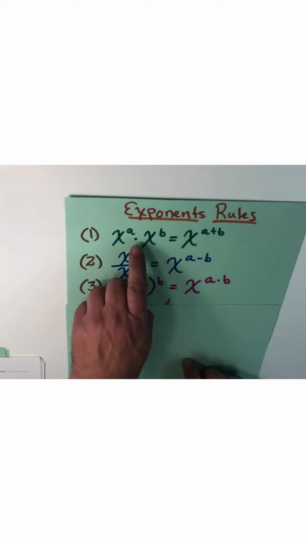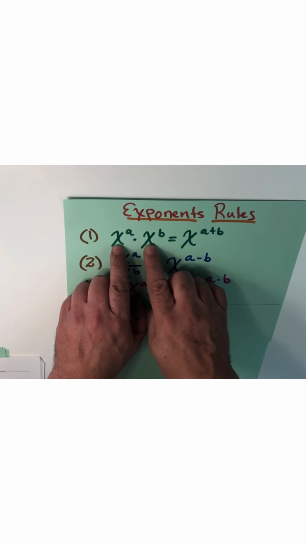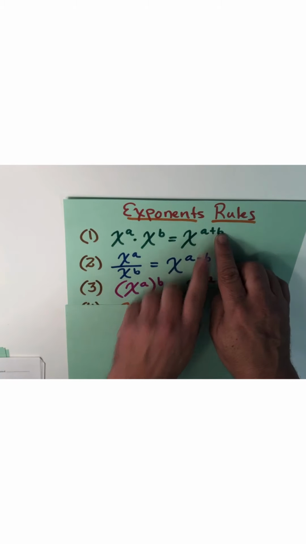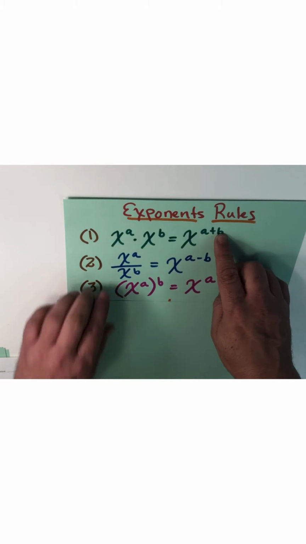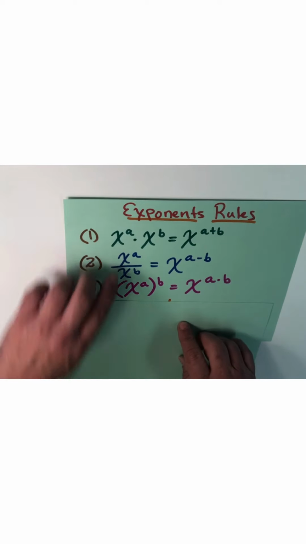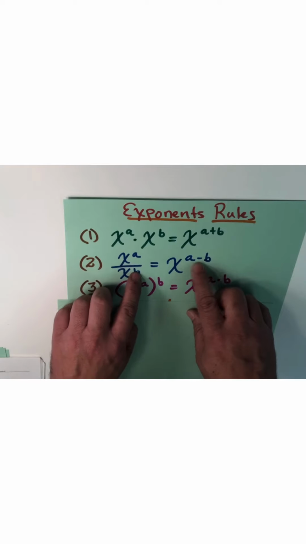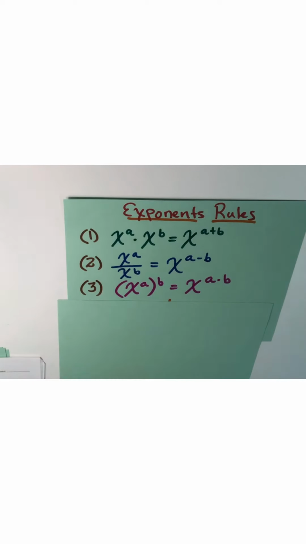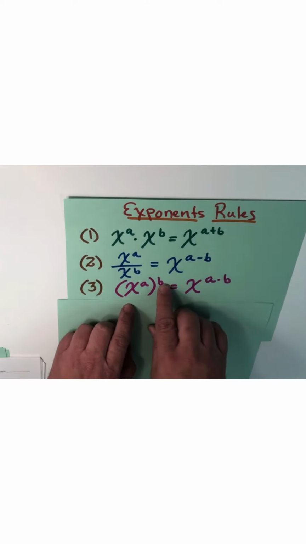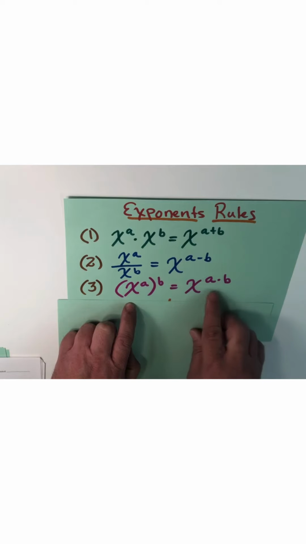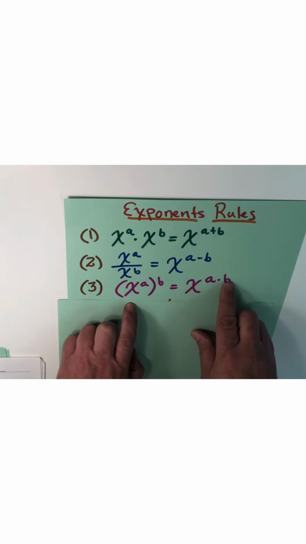Number one is that whenever you multiply common bases, x and x, what do you do with the exponents? You add them. So a plus b. Now I have common bases, but I'm dividing. What do you do when you divide? You subtract. So the exponents a and b get subtracted. And finally, what do you do when you raise an exponent to a power? You simply multiply the two exponents, the one from the exponential and the one that's outside. So it becomes x to the a times b.